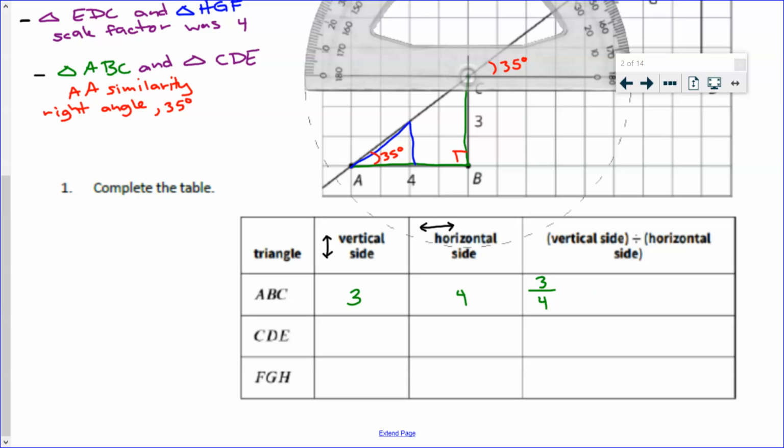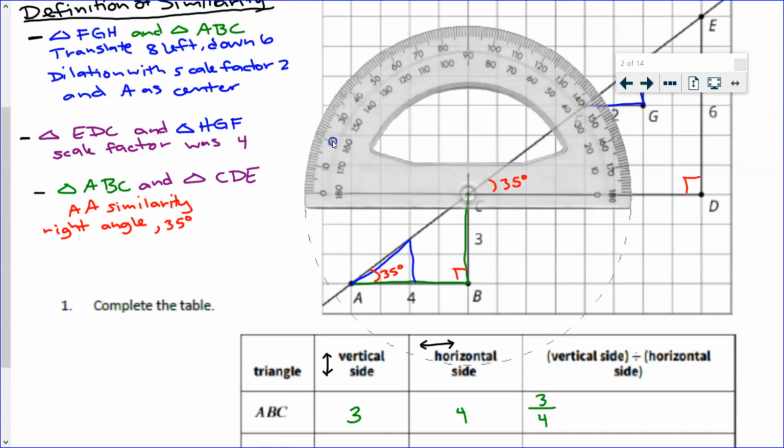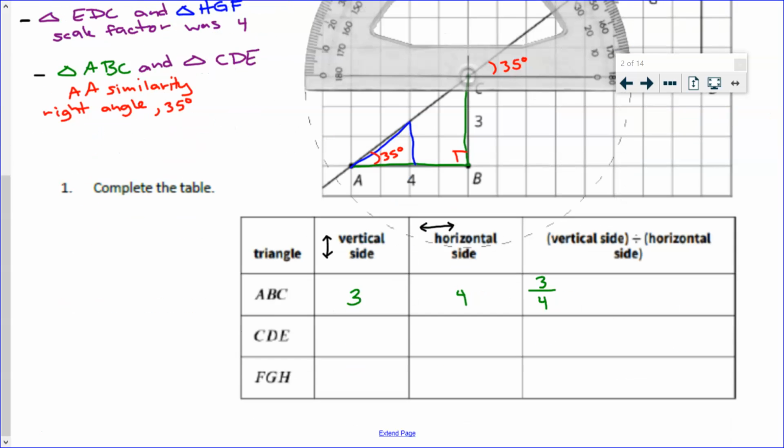Next one, we have triangle CDE. Triangle CDE I'm doing in purple. Brody, give me both measurements, please. Okay. Great. So the vertical divided by the horizontal, 6 divided by 8, which simplifies to 3/4.